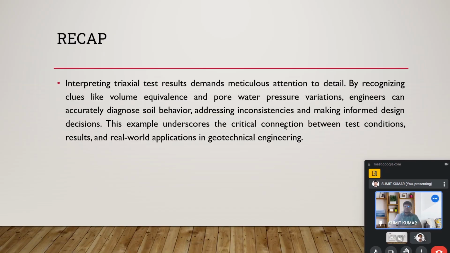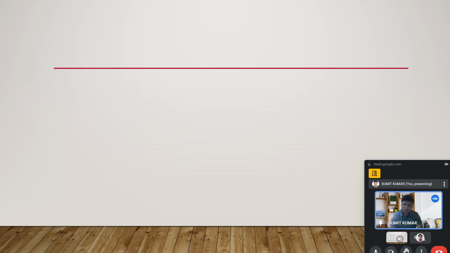Okay. So interpreting the triaxial test result demands meticulous attention to detail by recognizing clues like volume equivalence and the pore water pressure variations. Engineers can accurately diagnose the soil behavior. So that is what we are more interested in. And the critical connections between the test conditions are also evolved.